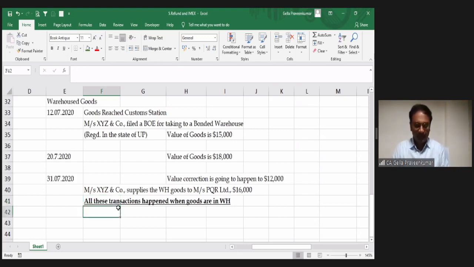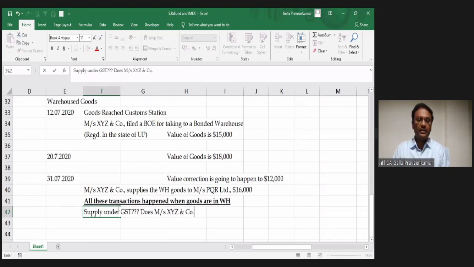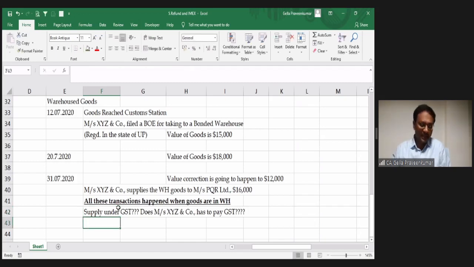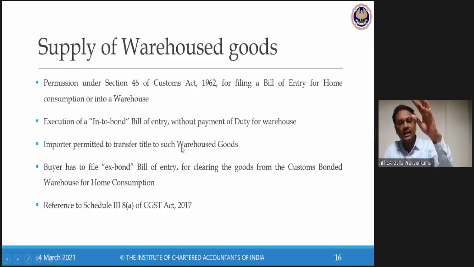Now, the question comes here: is it a supply under GST? Does this XYZ and Co. have to pay GST? If so, what is the rate of tax? What is the supply, intrastate supply or interstate supply? These are all various questions that revolve around this supply. Friends, this is like your stock market. People who know the basics of the stock market, how to enter, how to exit, what to buy, what to sell, there the money ends up creating new opportunities, new avenues to play around. That is how this concept of customs read with import export is very, very relevant.